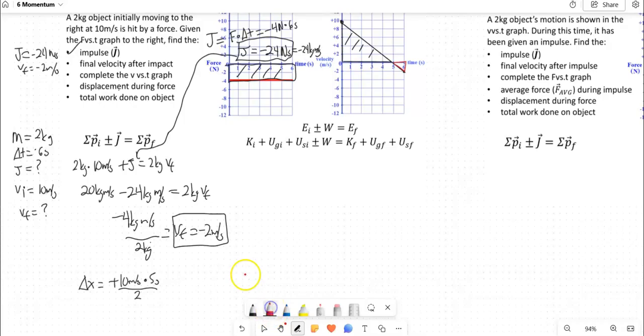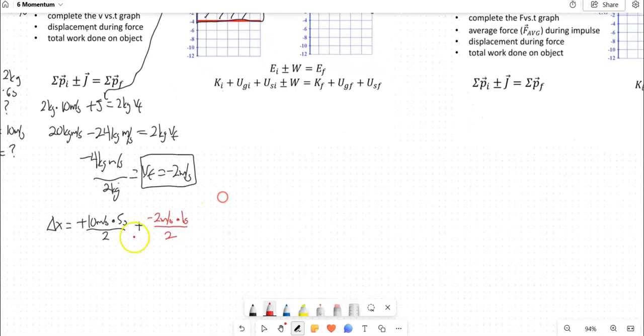Now we have to add to that this next area right here, which is the red area, which is another rectangle, which looks like it's going to be -2 times 1 second. So that's going to be -2 meters per second times 1 second over 2, because that's another triangle. Okay, and see how that's negative? It's going to be subtractive, which is going to be delta x.